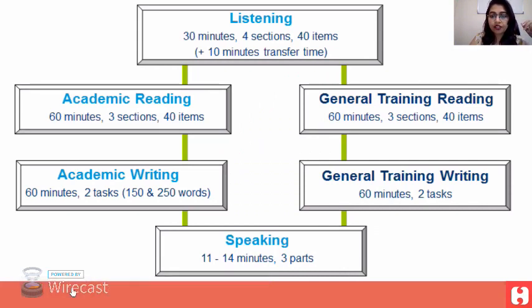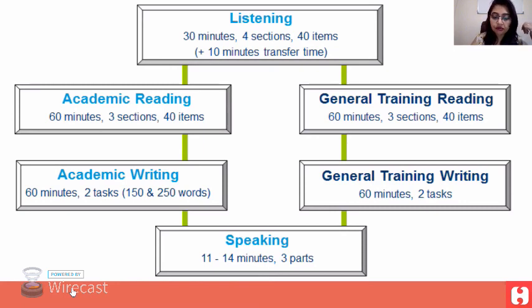IELTS, as you have seen, has 4 sections: listening, reading, writing, and speaking. Now, listening takes up 30 minutes, reading takes up 60 minutes, writing takes up 60 minutes, and the remaining time is taken by the speaking activity.